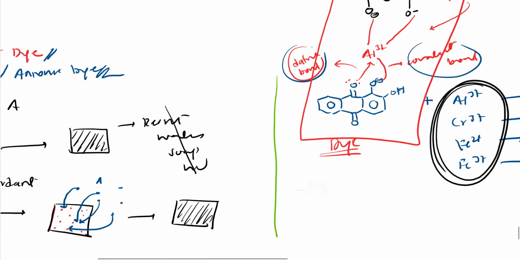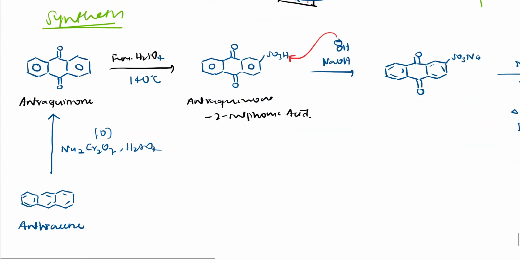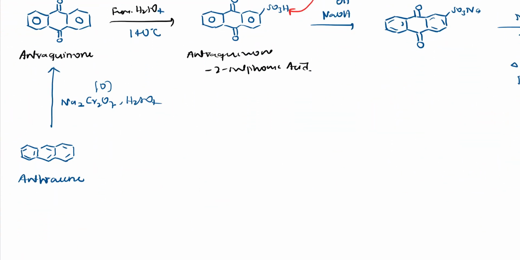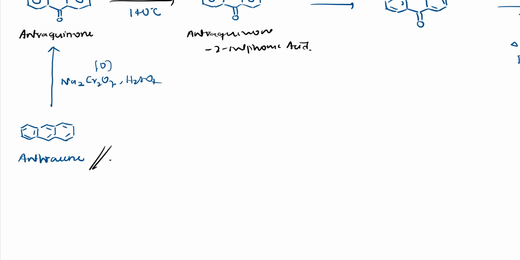So this is the story which I left. This is the method where I synthesized alizarin using anthraquinone, and this anthraquinone we synthesized from anthracene, right? So one more method, we synthesize this alizarin from phthalic anhydride. So this thing you also know.